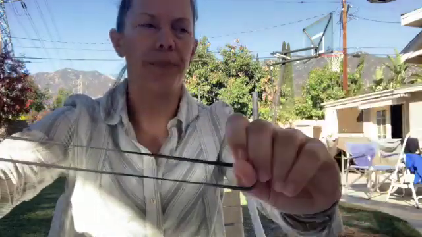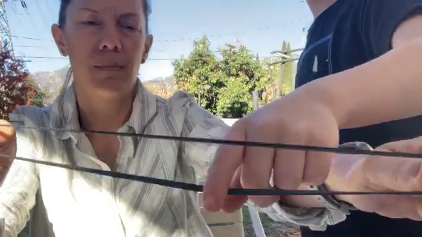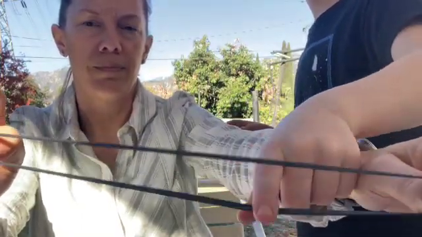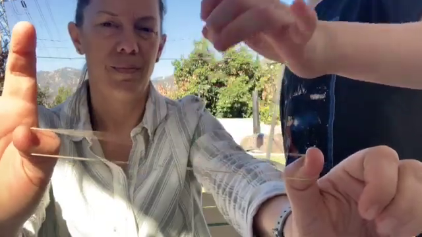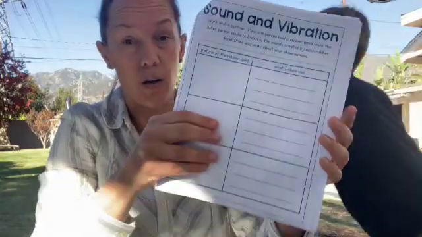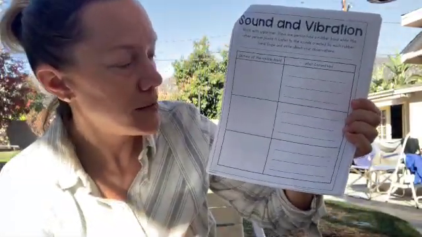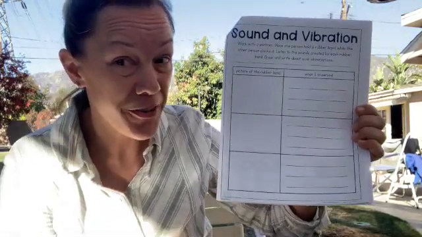Here, Russell, come here. Russell's gonna play them. Will you strum this real good? Great. Okay, here's the medium one. And here's the smallest one. Thanks, Russell. All right, you guys. So go through this page, sound and vibration, and draw a picture and write what you observe.